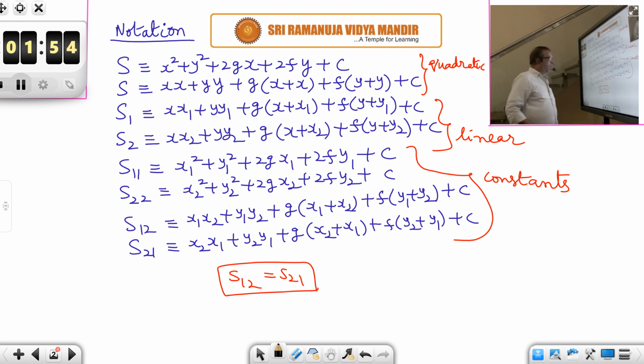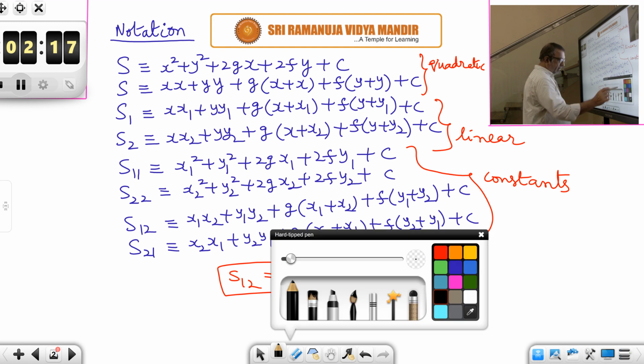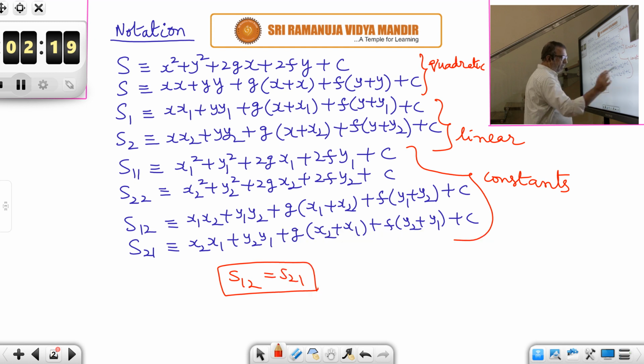So in yesterday's class, we were discussing notation. Notation means symbols. Some symbols are followed in this lesson, circles. Throughout this lesson, we follow the notation that I explained in the last class. In this chapter, S means x square plus y square plus 2gx plus 2fy plus c.